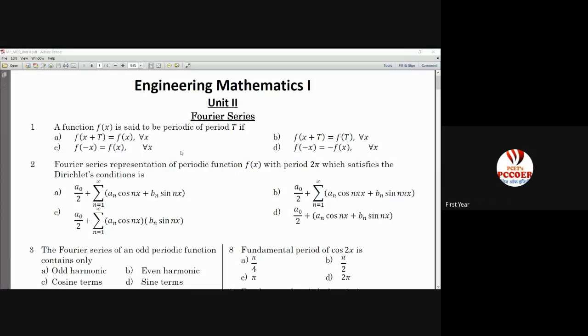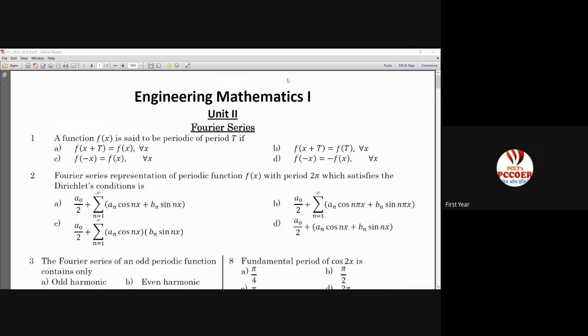So first question that can be asked is, what do you mean by periodic function? It should repeat itself after that time period T. So f of x plus T is equal to f of x for all x. Option A is the answer. Correct?